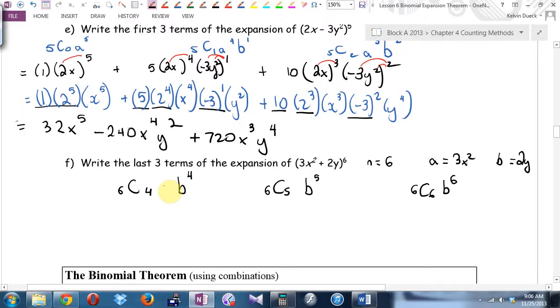Let's get the A's now. On the last term, how many A's would there be? None. Then, in the term in front of it, A to the what? 1. A to the? Okay.